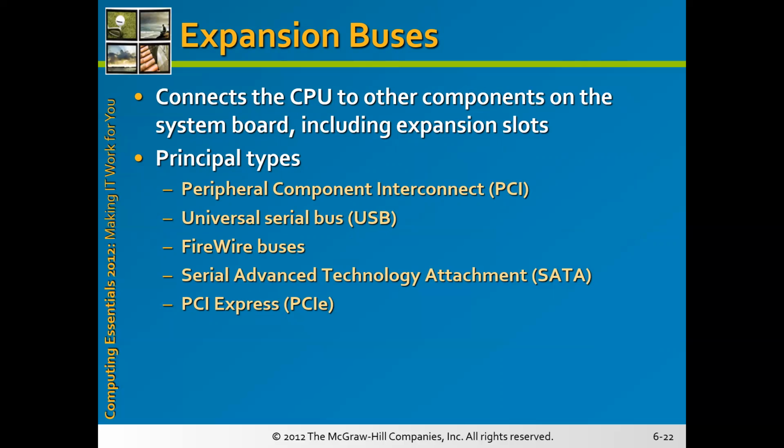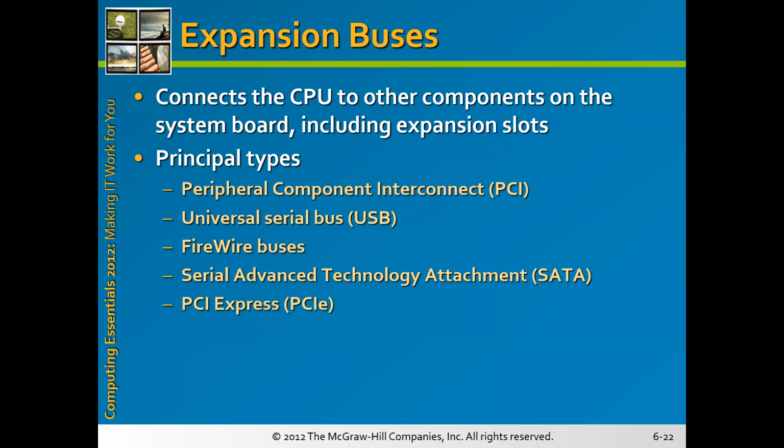USB, gradually replacing serial and parallel ports, is faster than the AGP bus. The newest version is USB 3.0. FireWire buses, a high-performance serial bus, operate much like the USB buses and performed at speeds comparable to USB 2.0. They are used for digital camcorders and video editing software.